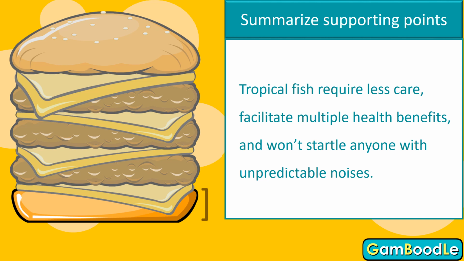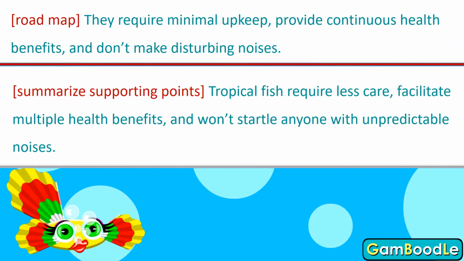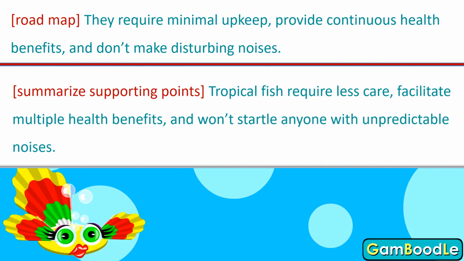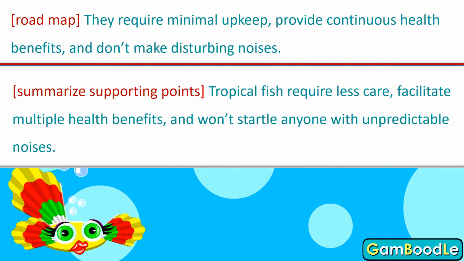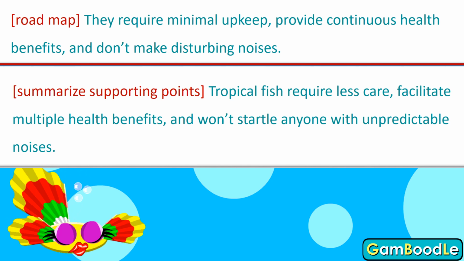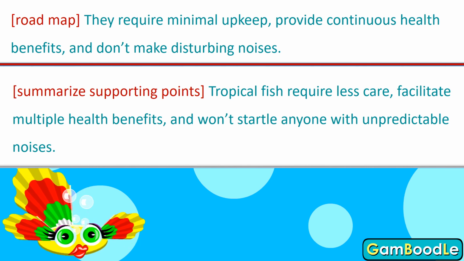A conclusion paragraph should also summarize the 3 supporting points listed in the introduction paragraph, but again in different words. For example, tropical fish require less care, facilitate multiple health benefits, and won't startle anyone with unpredictable noises. Take a moment to compare the roadmap from the introduction paragraph above and the summary of the 3 supporting points in the conclusion paragraph below.